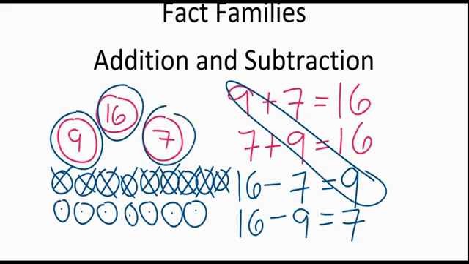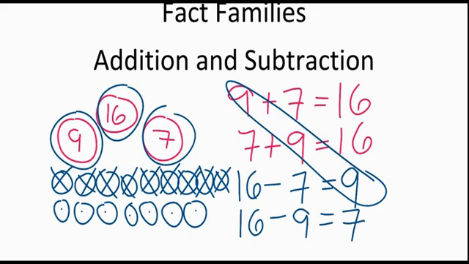9 plus 7 equals 16, 7 plus 9 equals 16, 16 minus 7 equals 9, and 16 minus 9 equals 7. All 3 numbers are counted for in 4 different math equations. 2 addition and 2 subtraction. And that's what a fact family is. These are numbers that are all related in an equation.